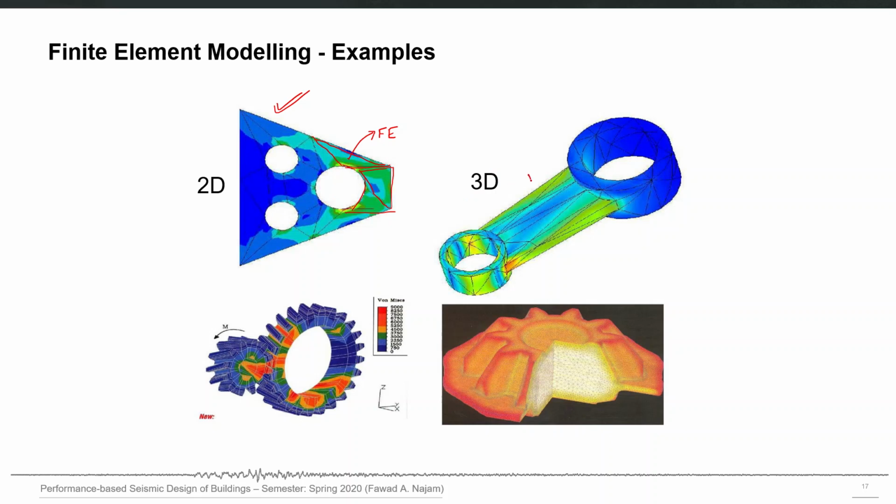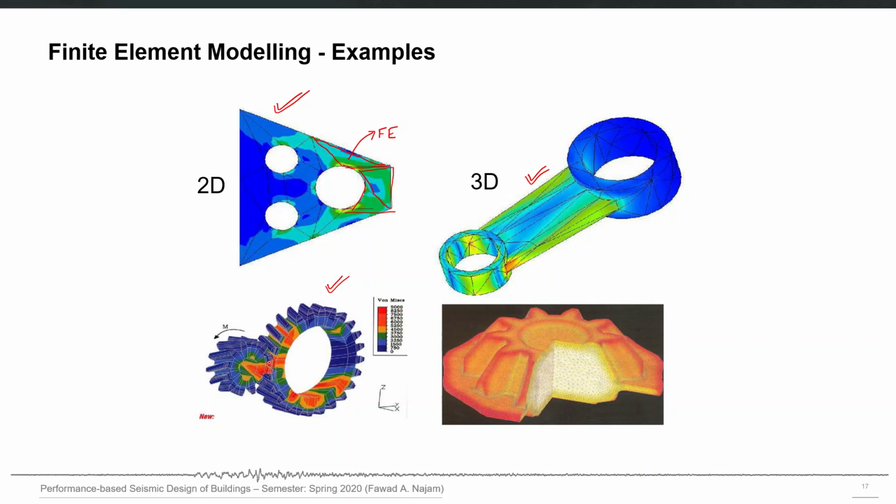Here is an example of a three-dimensional model of a mechanical assembly. Here again you can see that it is made up of different elements, and the colors on this model show the values of stresses. Here again you can see that this is a mechanical assembly, and the model shows different colors based on any given applied excitation, and these colors show the value of stresses.